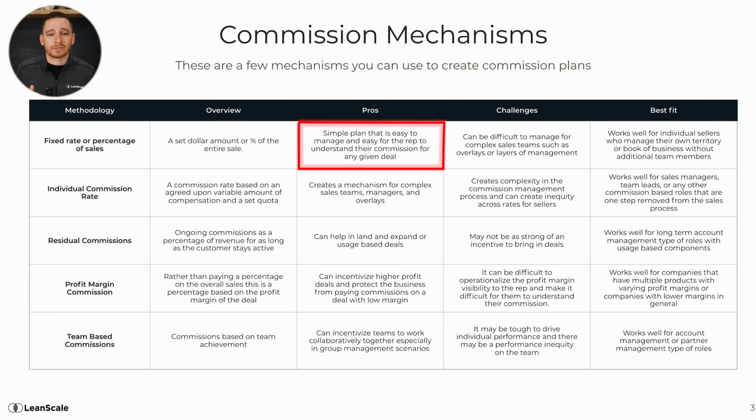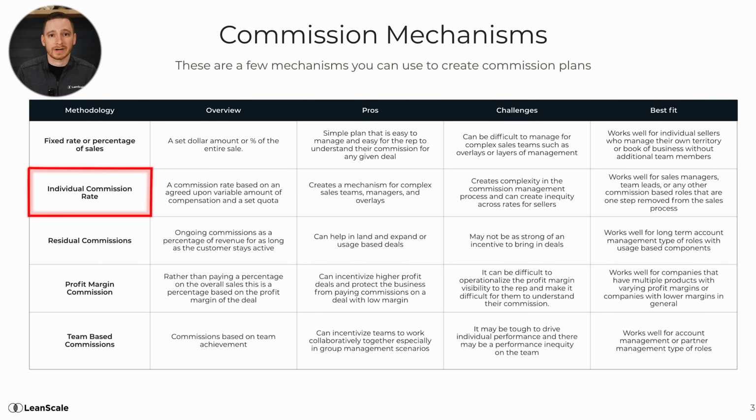The AE can understand exactly how much they'll make on any particular deal, and it works really well for operationalizing the plan too. If you have a couple other roles such as managers or overlays, sometimes it can be difficult to put a fixed rate on any given deal, so that's where it might not work. But if you can use a plan like this, we feel like it works really well and it's nice and easy for the team.